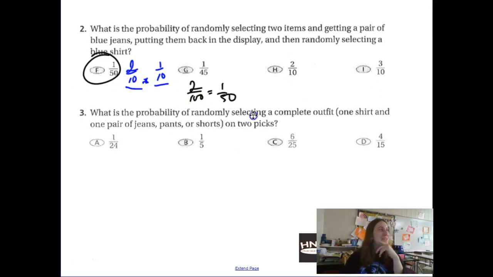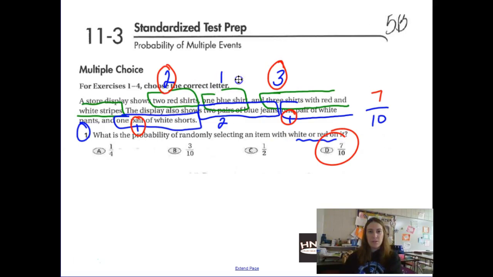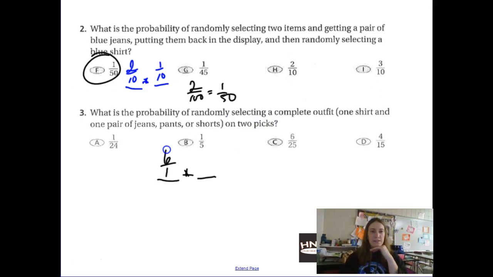Number 3. This time, we have probability of randomly selecting a complete outfit, 1 shirt and 1 bottoms, on 2 picks. Now, this time, since we're going to need to wear the clothes, we are not going to replace the first item, so that's going to change our denominator. So, how many tops do we have going on here? Let's see, 2 shirts, 1 shirt, 3 shirts. So that's 6 different shirts. So 6 out of 10.